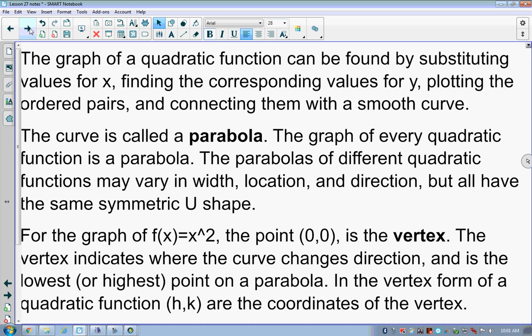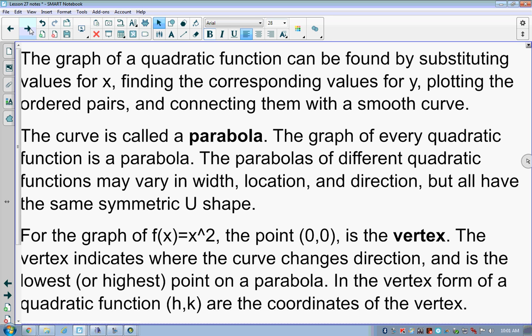The graph of a quadratic function can be found by substituting values for x, finding the corresponding value for y, plotting the ordered pairs, and connecting them with a smooth curve. So if we continue to plug numbers into our quadratic function for x, and we get our numbers for y, we can plot those. If we continue to do it, we're going to see that parabola get connected by those dots. The curve is what we call a parabola, the graph of every quadratic function.